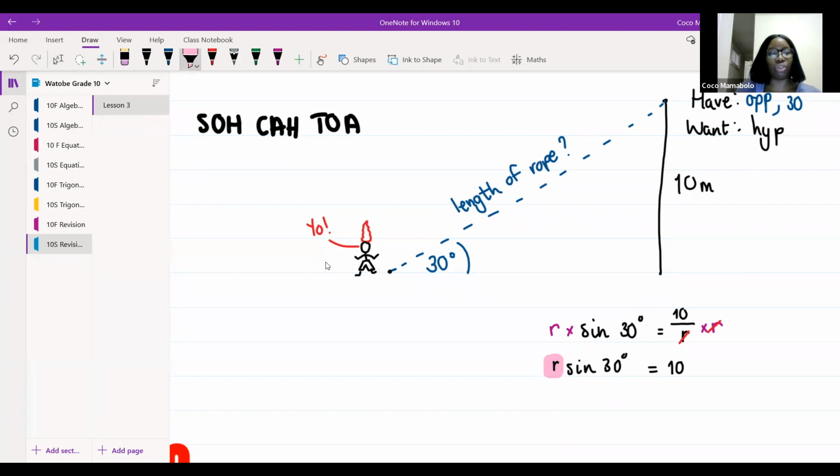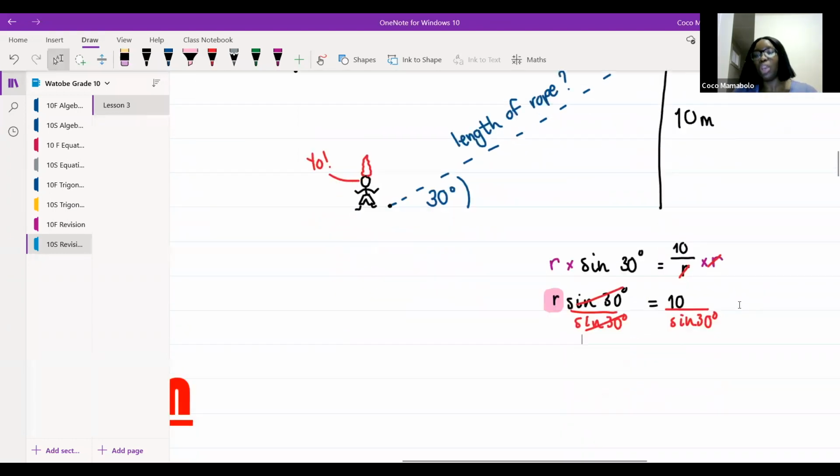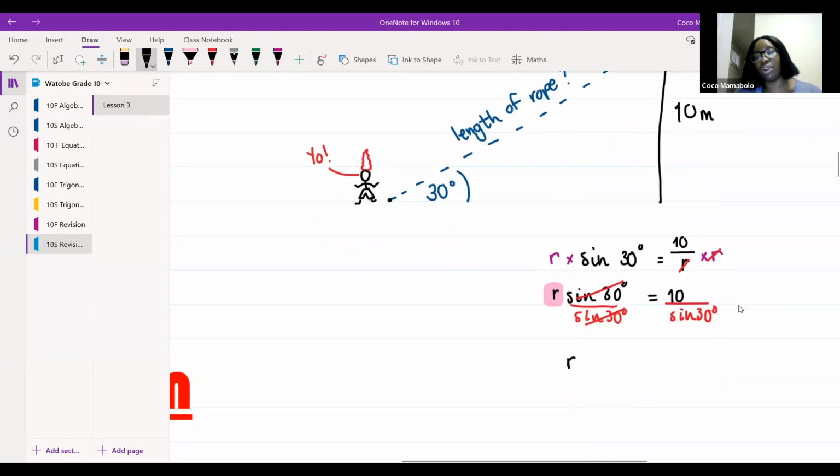Okay, we need to make sure that when we're saying we're transposing, the transposition that needs to happen is the inverse operation. So because R and sine 30 are multiplied on this side, the inverse operation would be to divide. I'm going to divide on both sides because what I do on the left, I must do on the right. So these two will cancel, and that's how we're going to transpose. If I want to find the answer for R, R is equal to 10 divided by sine 30. Punch that into your calculators for me, guys, and tell me what the answer is.